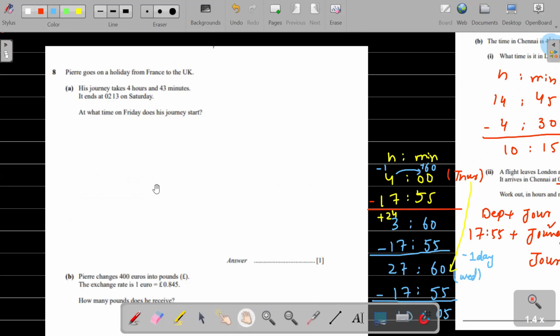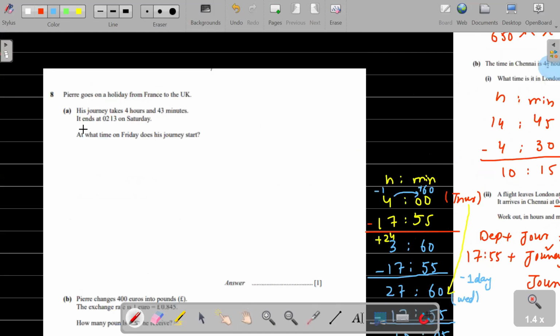Let's come to this question. Okay. Perry goes on a holiday from France to UK. His journey takes 4 hours 43 minutes. Okay. It ends at Saturday 2:13. At what time on Friday does his journey start?